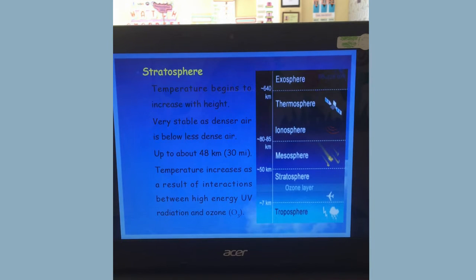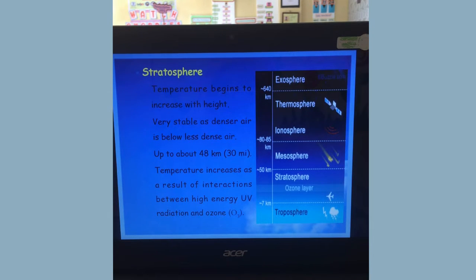The next one is the stratosphere. The stratosphere is the layer of the Earth's atmosphere where temperature begins to increase with height. It is very stable, as denser air is below less dense air, up to above 48 kilometers or 30 miles. Temperature increases as a result of interaction between high-energy ultraviolet radiation and ozone.